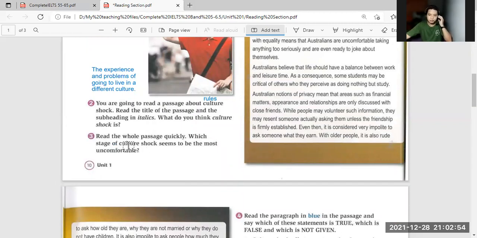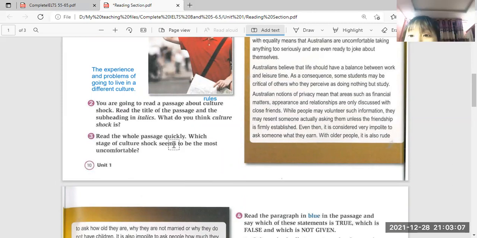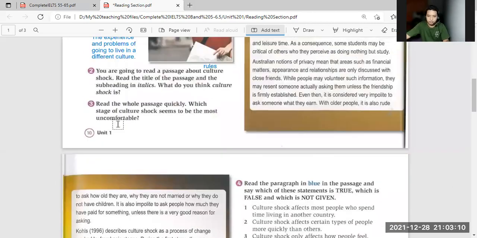Now, according to instruction number 3, read the whole passage quickly. Which stage of culture shock seems to be the most uncomfortable? Okay, do you understand this? Yes. Okay, so in the passage, there are 4 stages of culture shock. So you are going to find out which stage of culture shock seems to be the most uncomfortable.